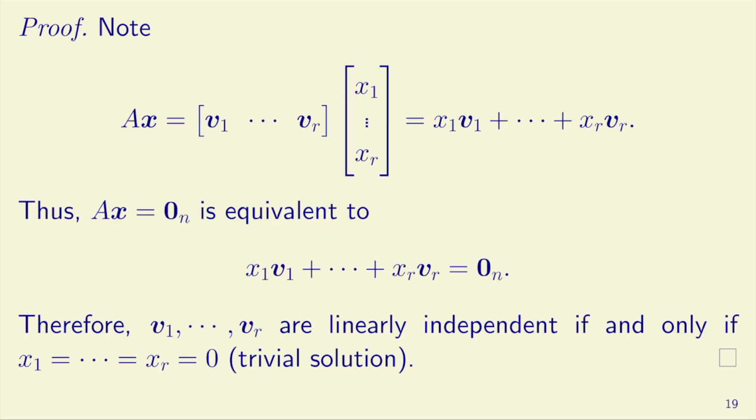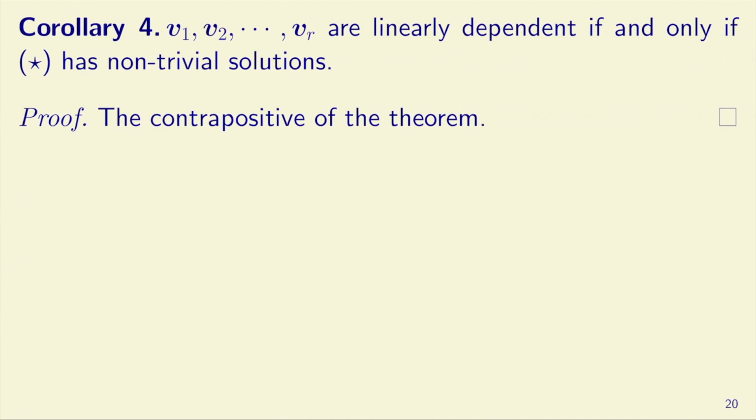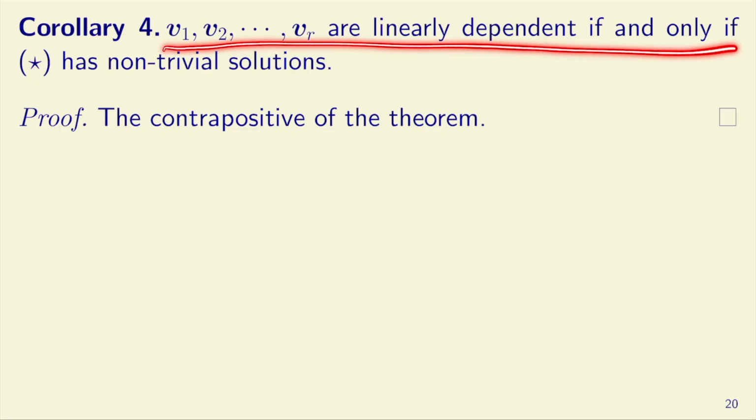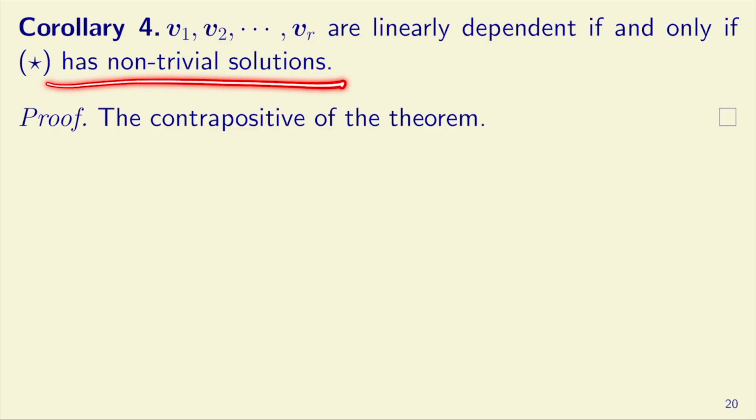That's really clear now. So, solving Ax equals 0 is essentially testing for linear independence. And Corollary 4, which says they are linearly dependent if there are non-trivial solutions, is just the contrapositive of this theorem. Exactly. It's a powerful connection that simplifies many problems in linear algebra.